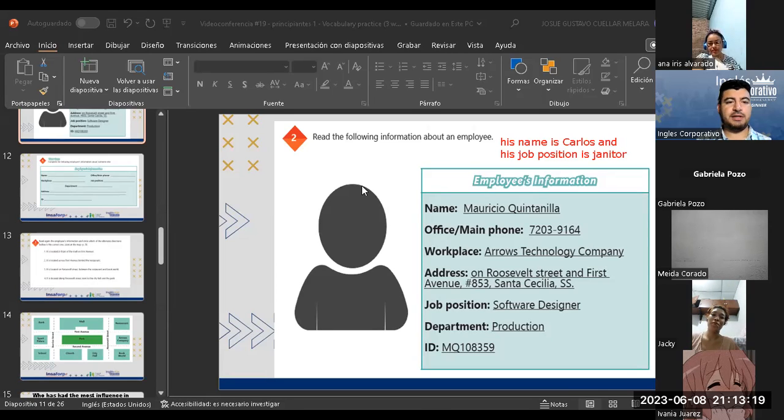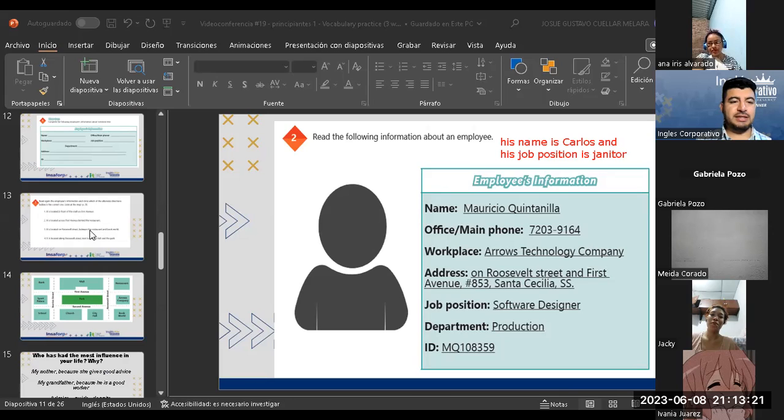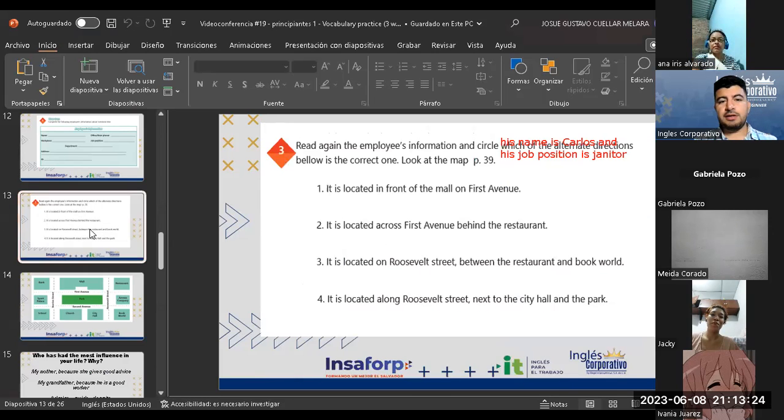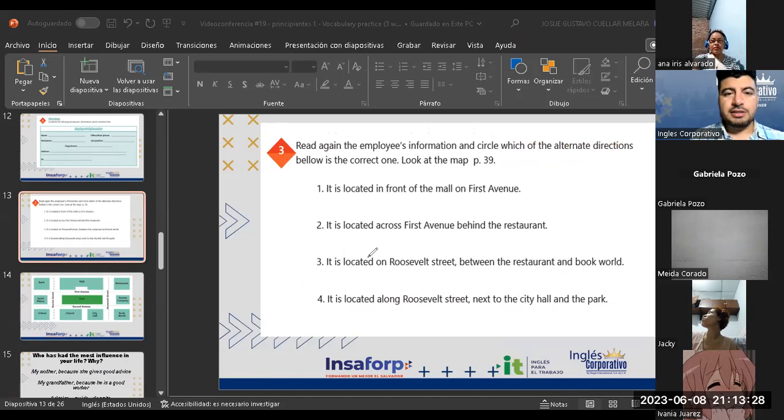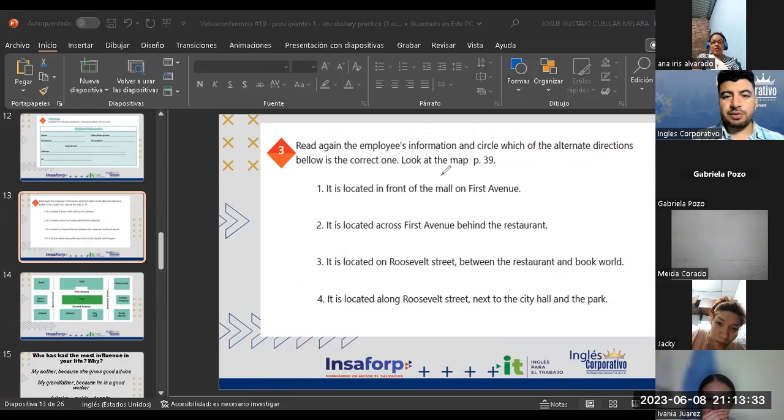Okay, I don't know if Bea is there. Okay, let's move with this. And here we have this. These are redeployments. Circle the alternative directions below in the correct word.